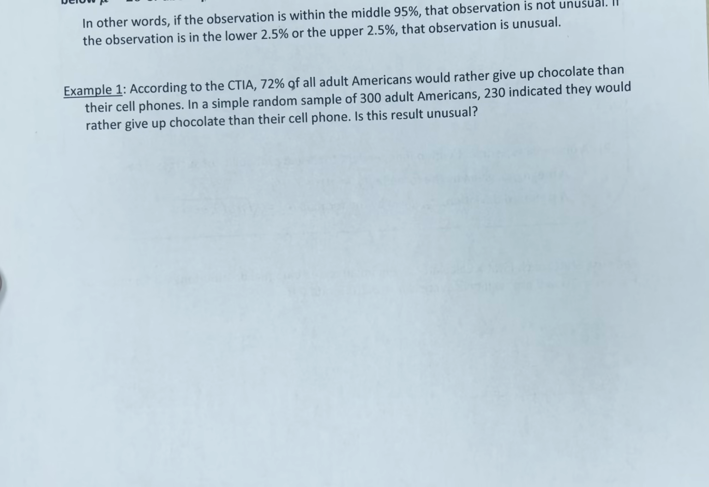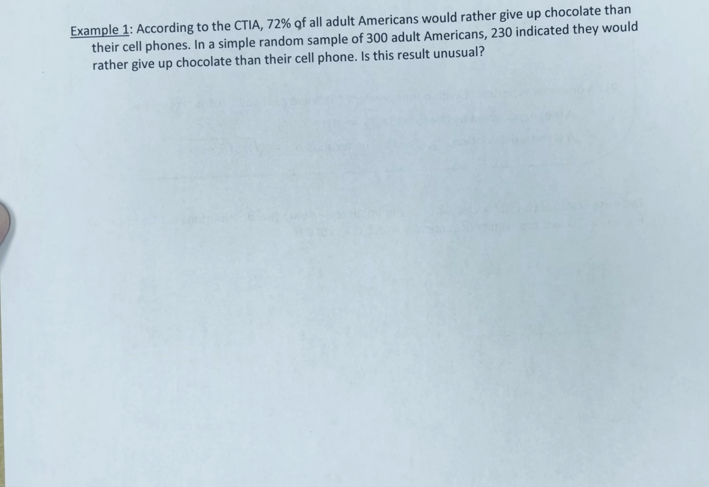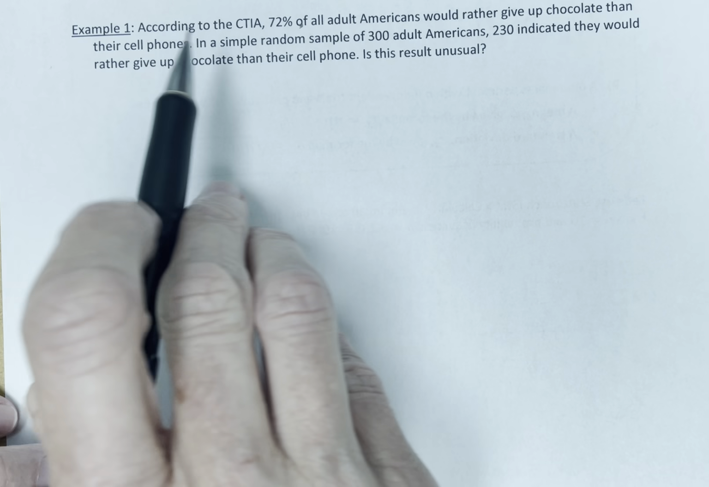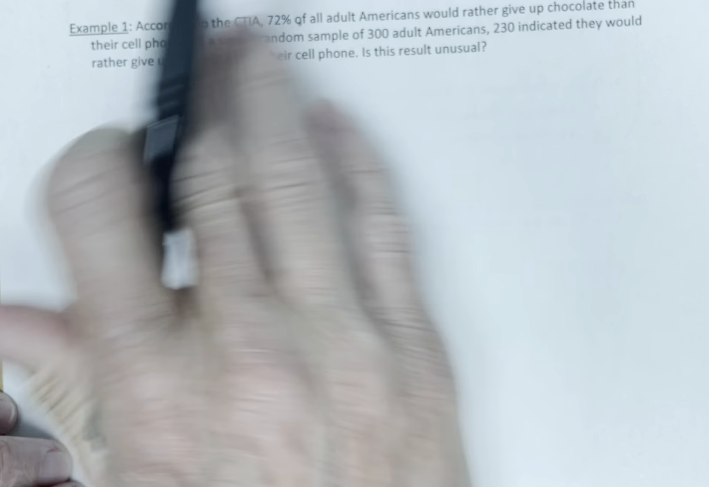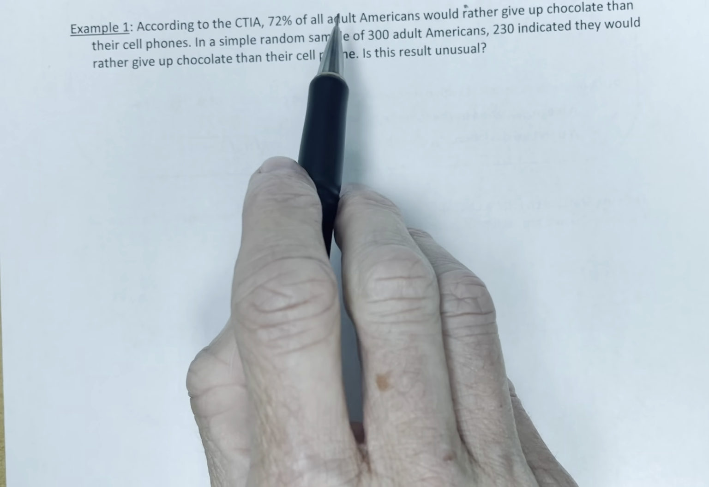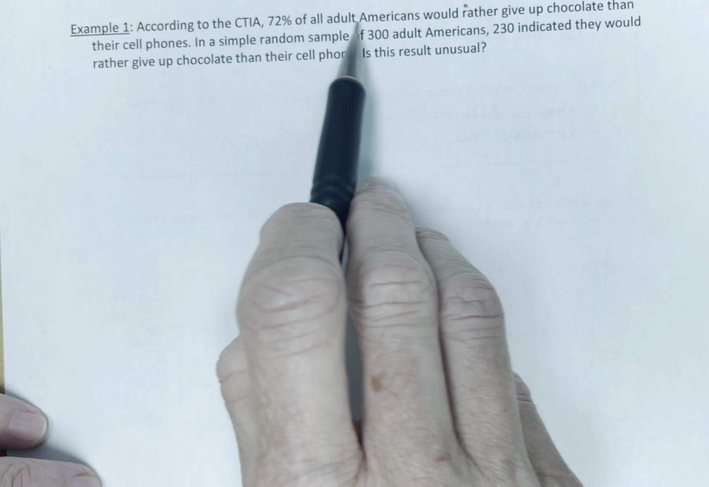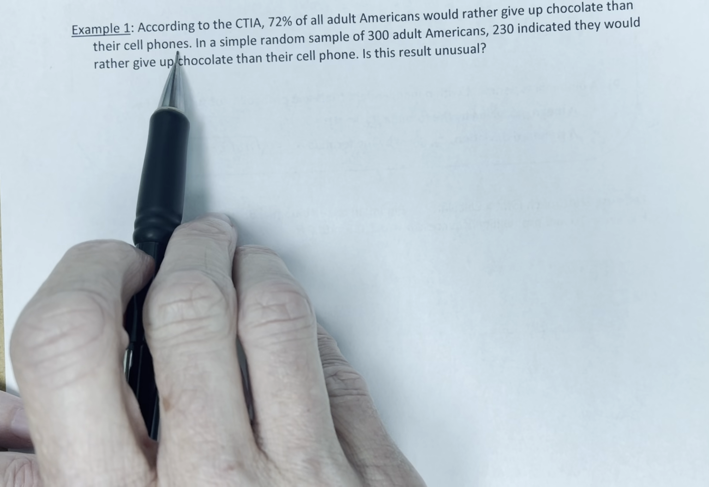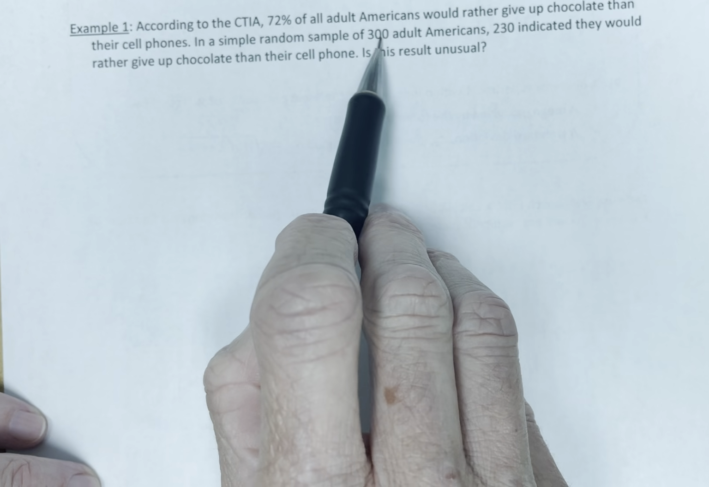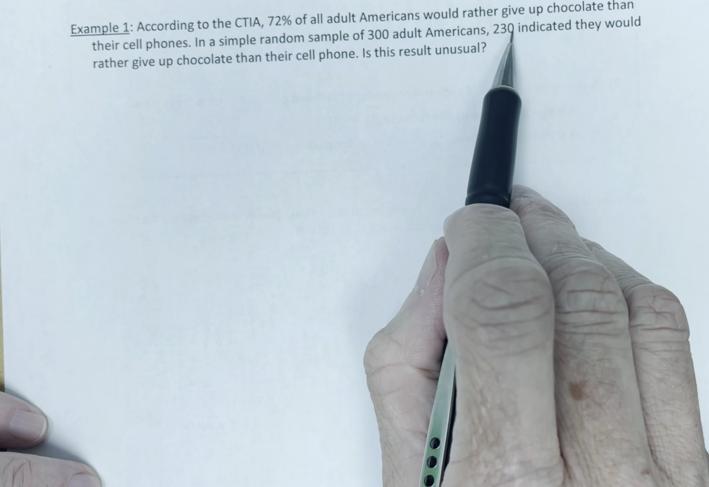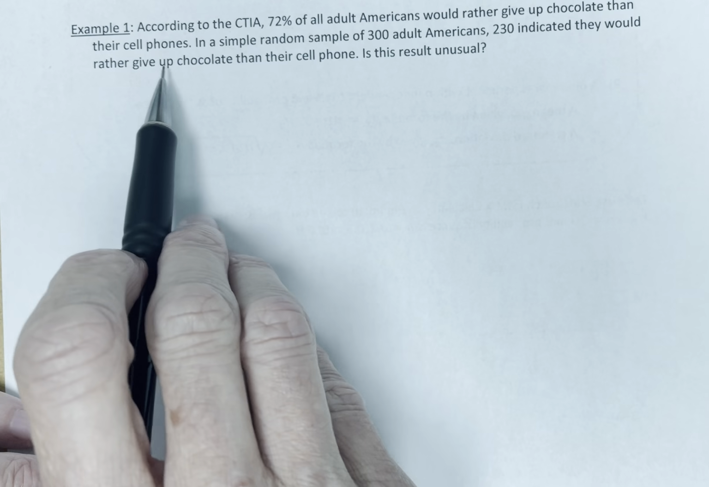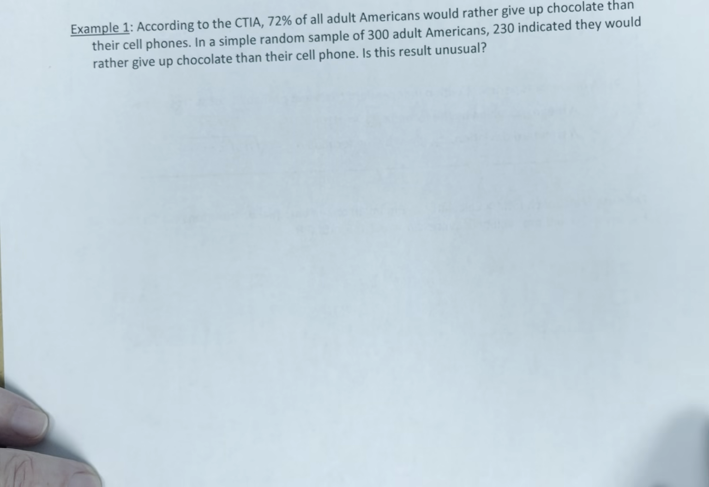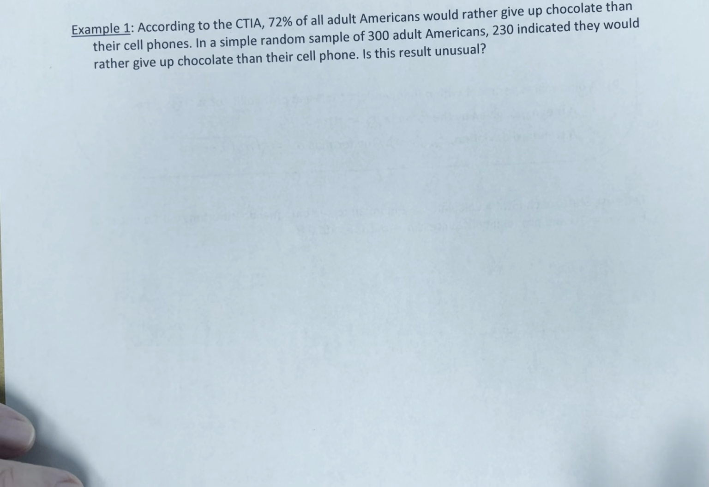Let's do an example. It always helps to have an example. According to the CTIA, and we've worked with this example a couple times, 72% of all adult Americans would rather give up chocolate than their cell phones. In a random sample of 300 adult Americans, 230 indicated they would rather give up chocolate than their cell phones. Is this result unusual, or is this something that makes sense?